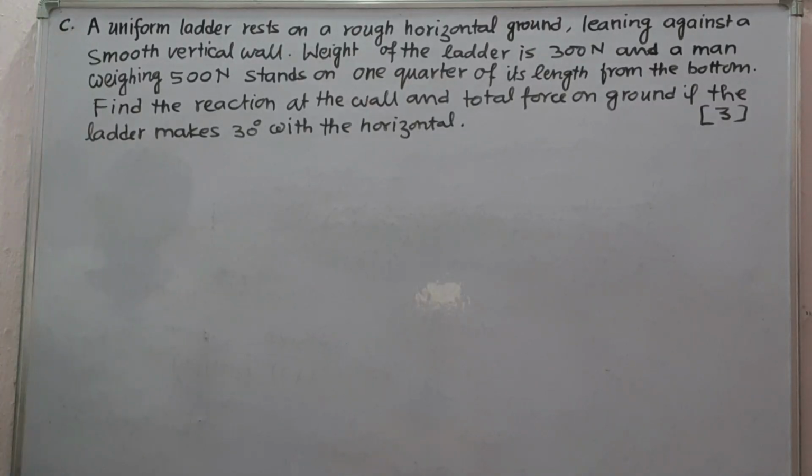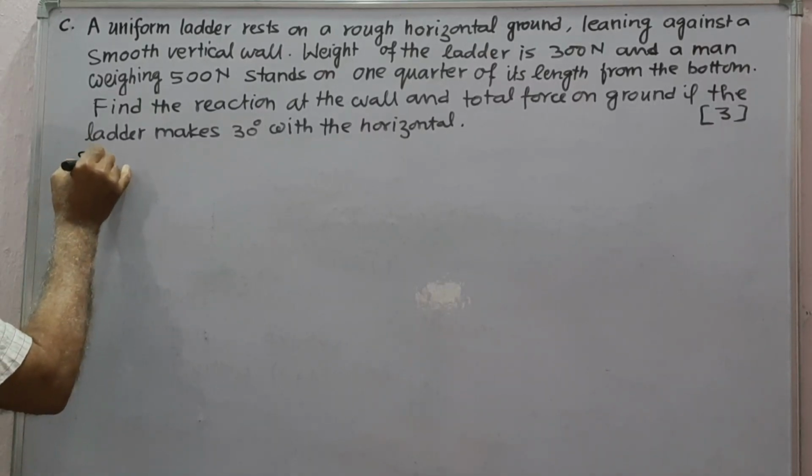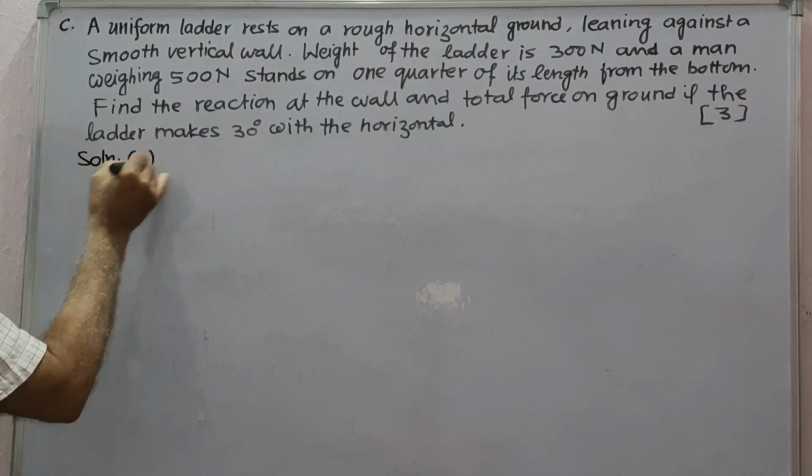Part C. A uniform ladder rests on a rough horizontal ground, leaning against a smooth vertical wall. Weight of the ladder is 300 Newton and a man weighing 500 Newton stands at 1/4 of its length from the bottom. Find the reaction at the wall and total force on the ground if the ladder makes 30 degree with the horizontal. Solution to question C.